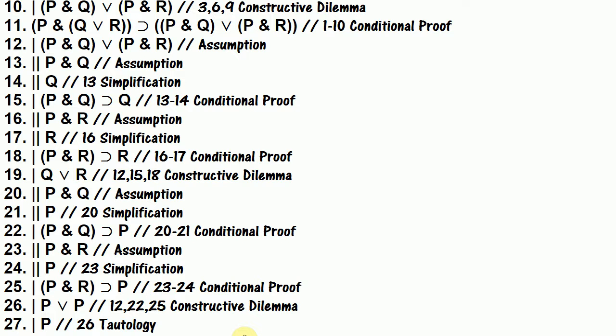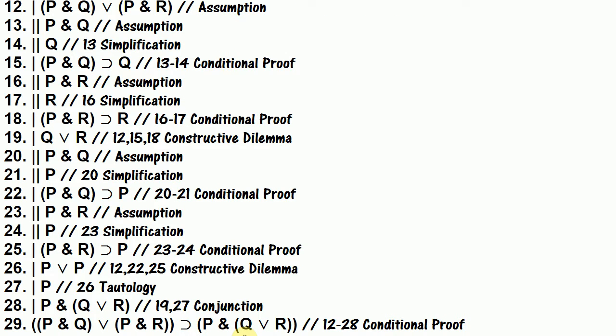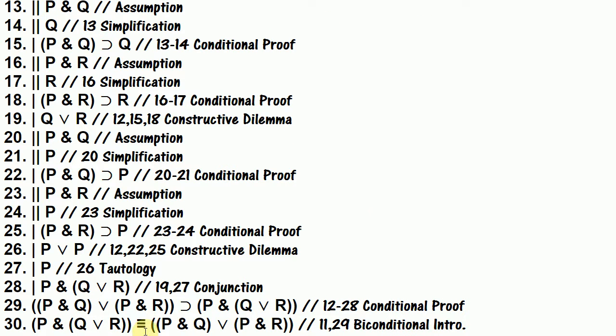And now that we have P on one line and we have Q or R on another, we can use the rule of conjunction to get P and Q or R. And that lets us finish this conditional proof, and we get if P and Q or P and R, then P and Q or R. And finally, from lines 11, and I'll go back up so you can see it, line 11 up here, and line 29, we can use biconditional introduction to get the biconditional that we were looking for, which is one of the versions of the rule of distribution. P and Q or R is materially equivalent to P and Q or P and R.